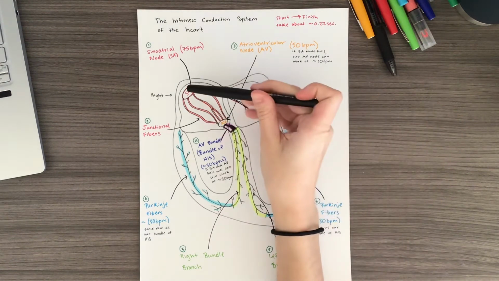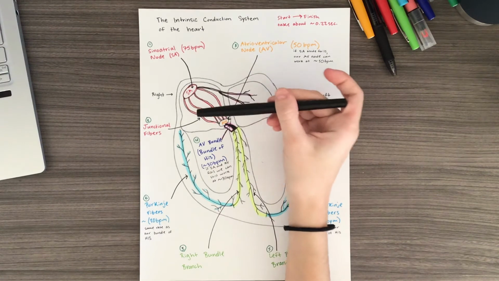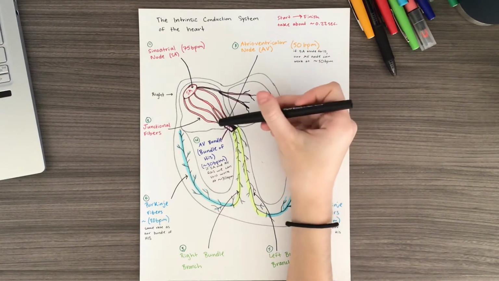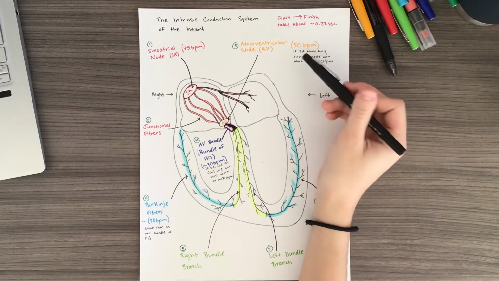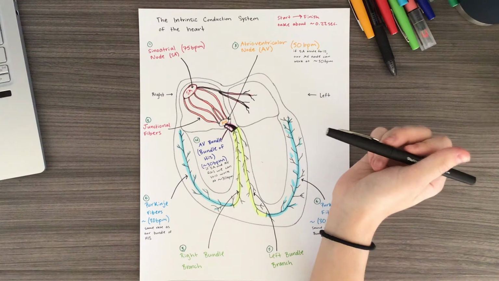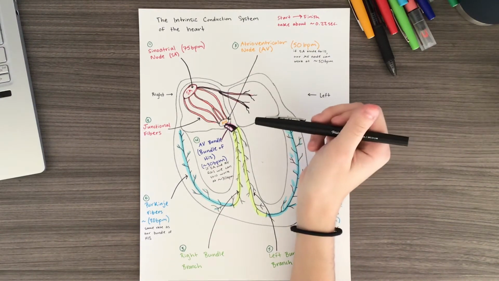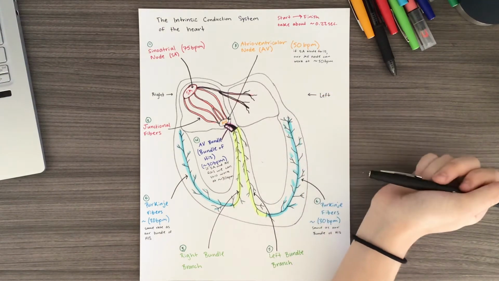And if the SA node were to fail, we know that the AV node can take over and produce about 50 beats per minute. So I went and highlighted that right here. If our SA node fails, our AV node can work at about 50 beats per minute. And so that's good to know. And then we run into step number 4.